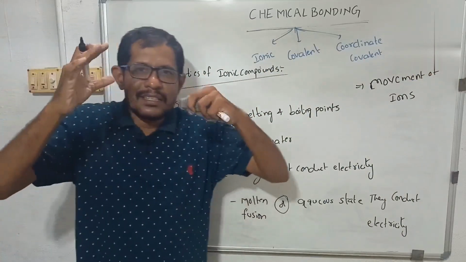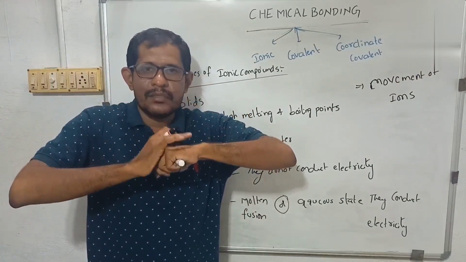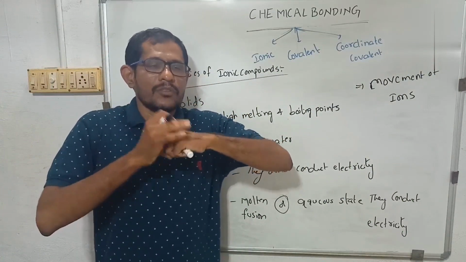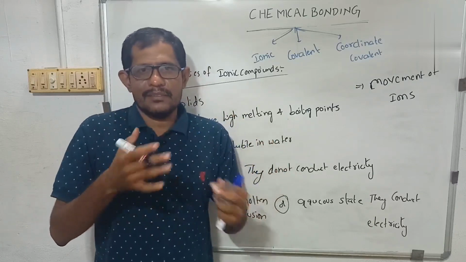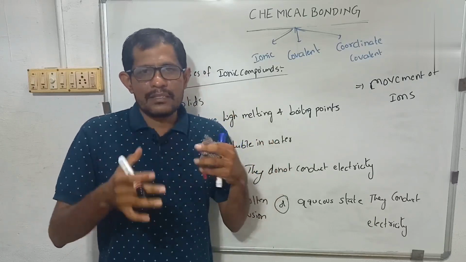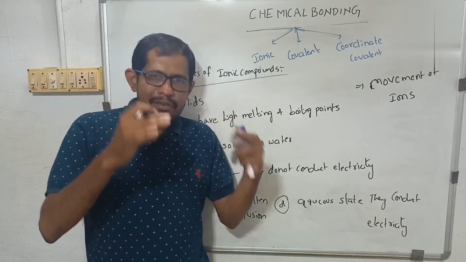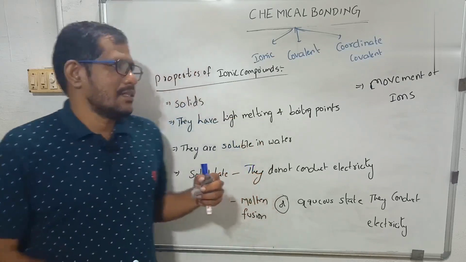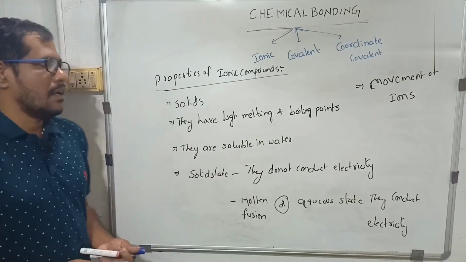In solid state, ions are held by strong electrostatic forces of attraction, so they are not at all movable, right? In liquid state, there is a flow of ions. Electricity needs flow of ions. In liquid or aqueous state there is a flow of ions. That's why in liquid state they conduct electricity, but in solid state they don't conduct electricity. So these are the important properties of the ionic compound.